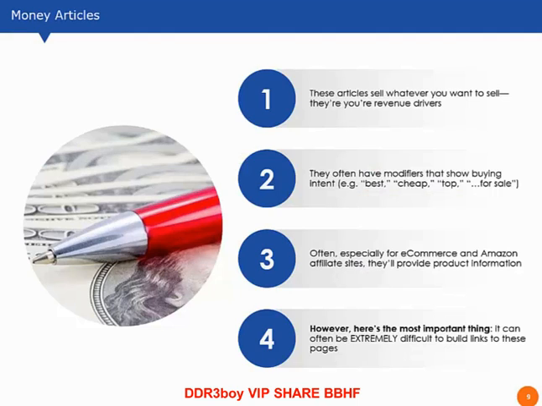So let's talk about money articles. Money articles are the articles or blog posts that sell whatever you want to be selling. They're generally going to be your major revenue drivers. So if you have a car insurance site, these are going to be the articles that get people to either sign up to be a lead or buy car insurance or whatever it is.